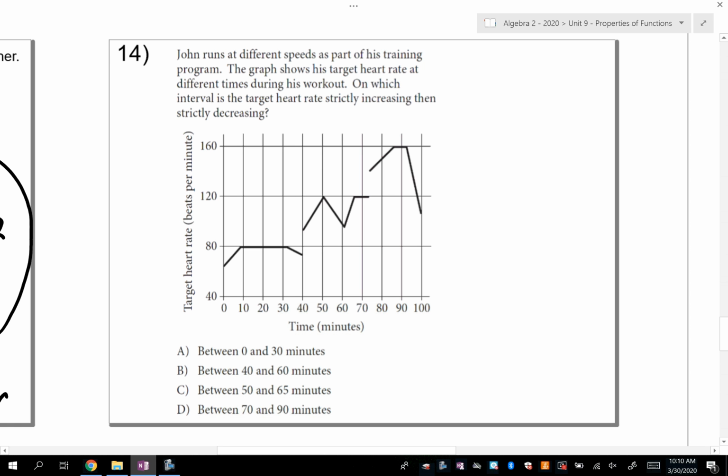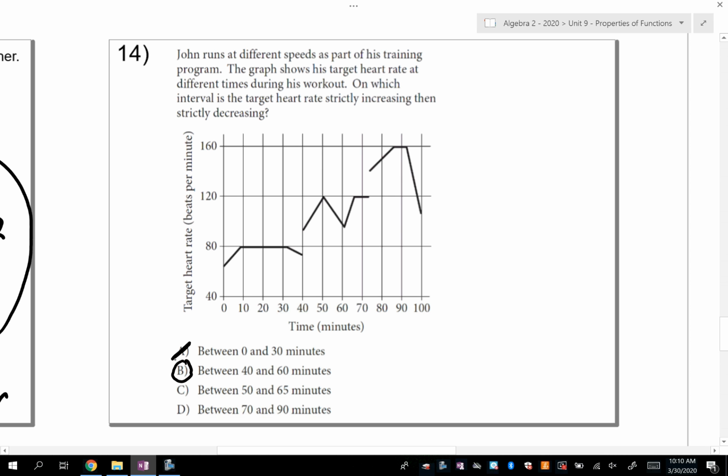If you look at letter A, between 0 and 30 minutes, it is increasing to start, but then from about minute 8 to minute 30, so almost all of the minutes, his heart rate is not increasing or decreasing, it's remaining constant, so it cannot be A. If you look at B, between 40 and 60 minutes, from minute 40 to about 50 or 51 minutes, it's increasing, and then it's decreasing from about 51 minutes to about 61 minutes, so that one is going to be the answer. That's strictly increasing, then strictly decreasing.